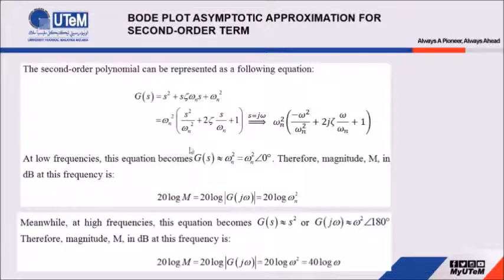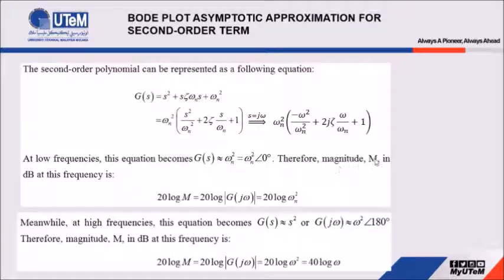So for low frequency, which occurs when omega is equal to 0, we just put omega equal to 0. So this component becomes 0, and also this component becomes 0. So the equation becomes G(s) equal to omega n square. Okay, for phase, the real component is 1 because this one is equal to 0, and the imaginary component is equal to 0 because this one is equal to 0. So from the equation, inverse tangent of imaginary component divided by real component, in which the imaginary component is equal to 0 divided by 1, the result for the phase is also equal to 0 degrees. That's why at low frequency, this equation becomes omega n square with a phase equal to 0.